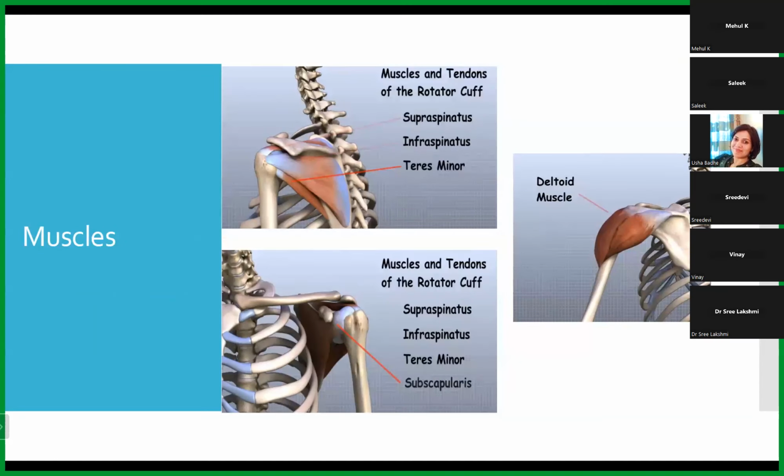Similarly, the major muscles mainly constitute the rotator cuff muscles and the deltoid. The rotator cuff muscles, supraspinatus, infraspinatus and teres minor, will be posterior to our scapula, and anteriorly we have the subscapularis muscle. Encasing the whole structure, we have the deltoid muscle as well.